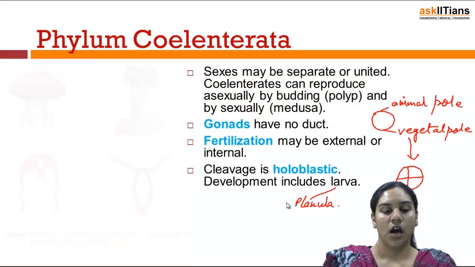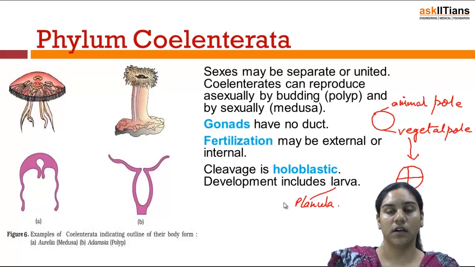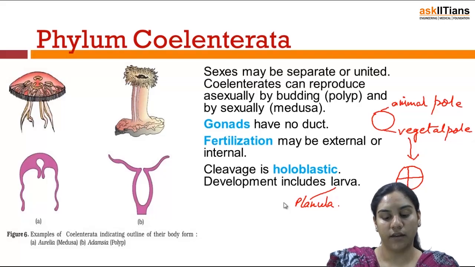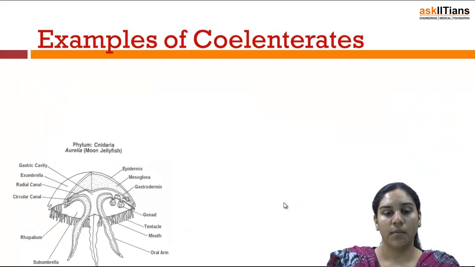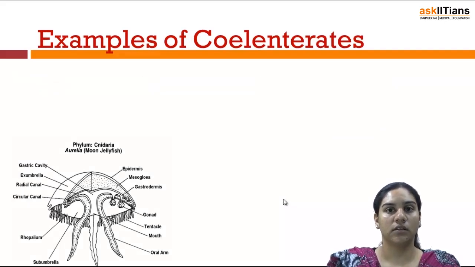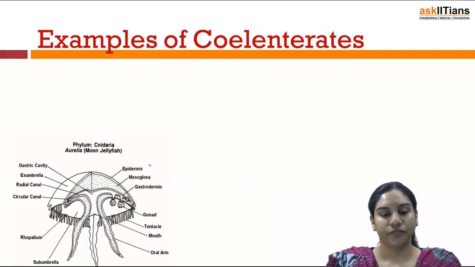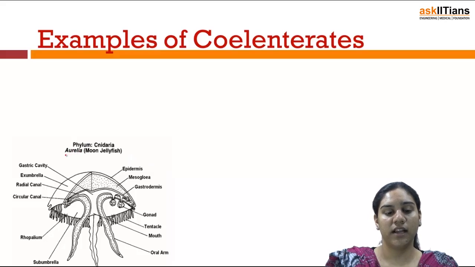So this figure shows the medusa and the polyp stage. Aurelia is a free swimming form, and Adamsia is a sessile form. About the examples of the coelenterates, I have arranged for you a free swimming form that is known as the Aurelia. The common name of Aurelia is the moon jellyfish. In this figure, you can see a well differentiated epidermis, gastrodermis, and mesoglea are shown.